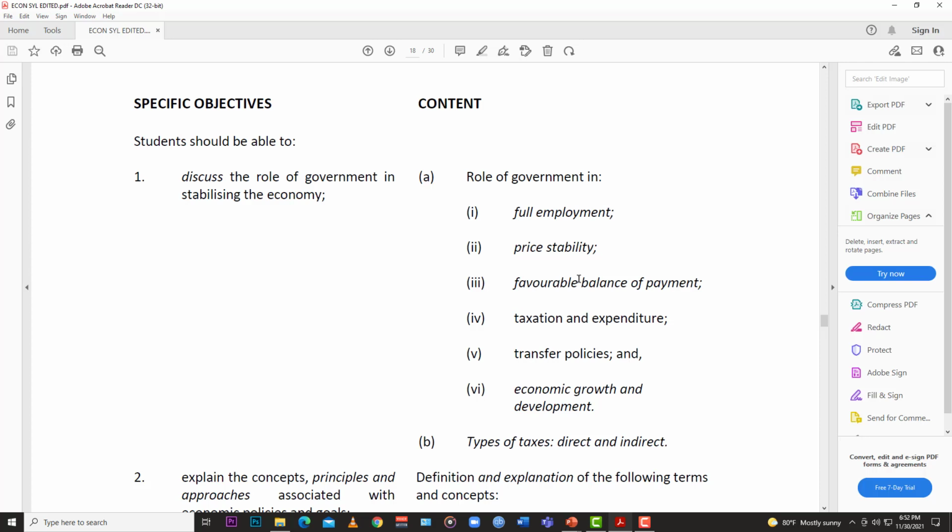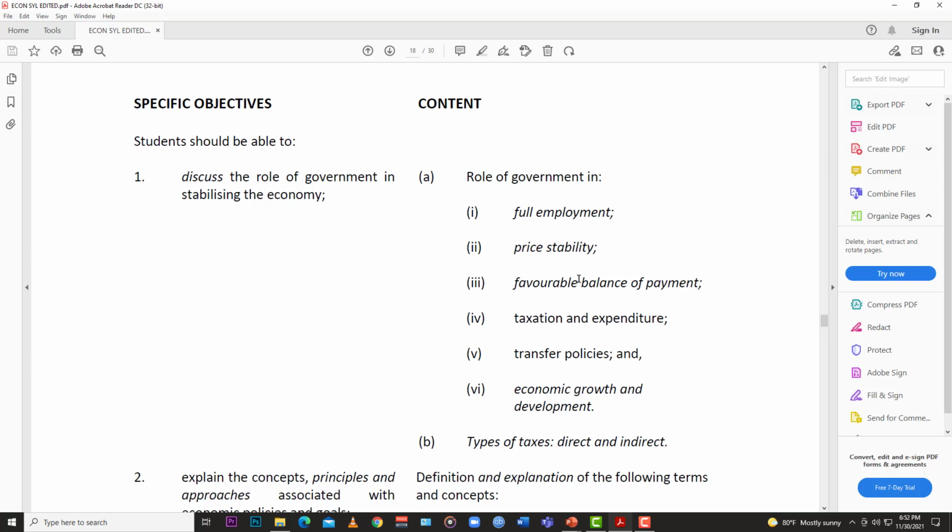But a favorable balance of payments simply talks about the fact that as a country, the government should ensure that you are exporting more than you're importing, or spending less than you are making, right? So you're exporting more than you're importing, so they can have a favorable balance of payments and balance of trade. We can look at that later on in the chapter.